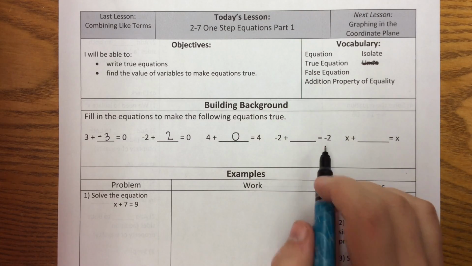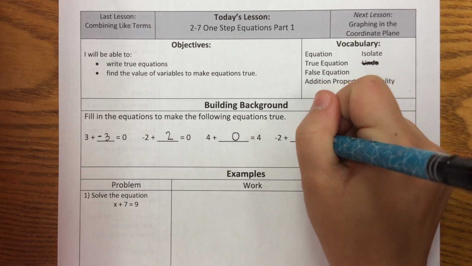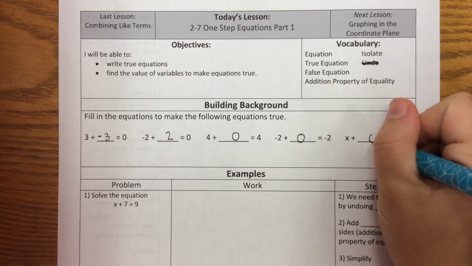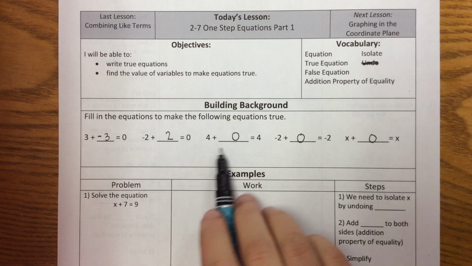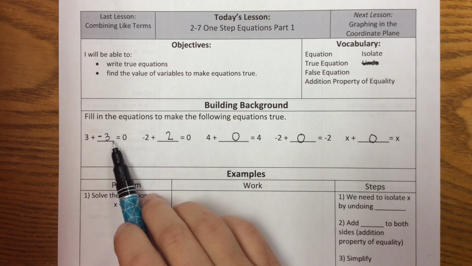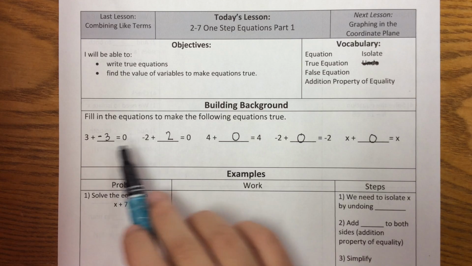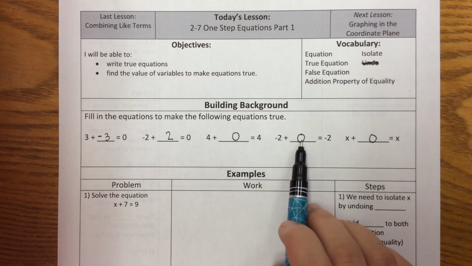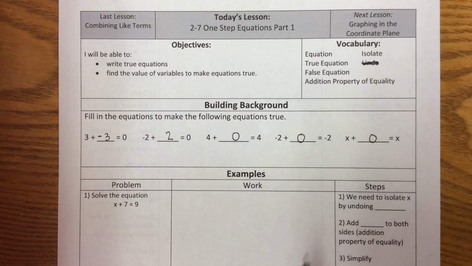Negative 2 plus what is negative 2? 0. And x plus what is x? And that's 0. We're going to use these a lot today. Those ideas that to get back to 0, we add the negative or we add a positive, opposites. And then when we add 0, we always get the same number back.